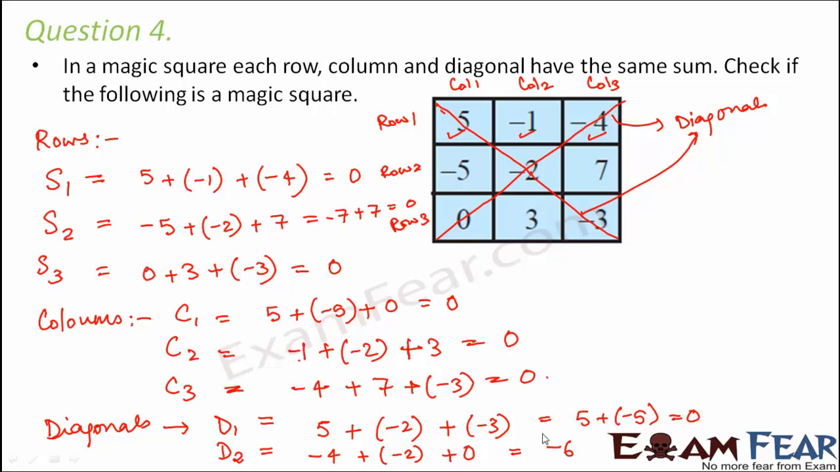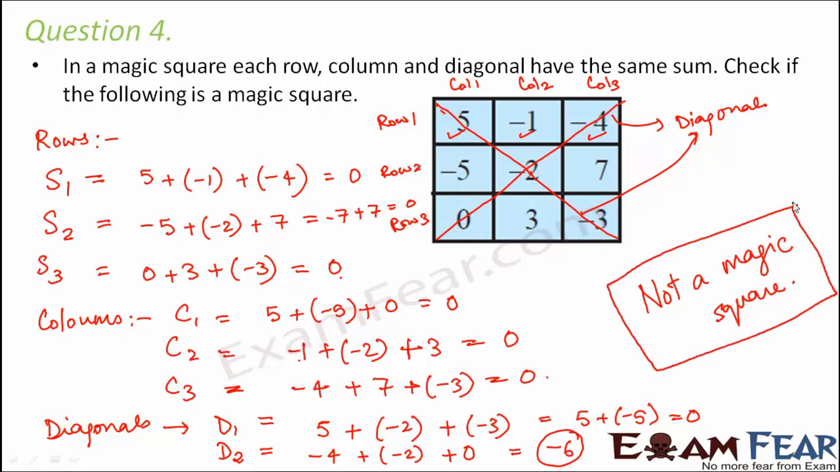So what do we see? We observe that the sum of all the rows is 0, the sum of all the columns is 0, the sum of one diagonal is also 0, but the last diagonal is not 0. Therefore, this is not a magic square, because in order to be a magic square, all of these should have been 0. Both the diagonal sums should have been 0, but that is not the case. Therefore, this is not a magic square.